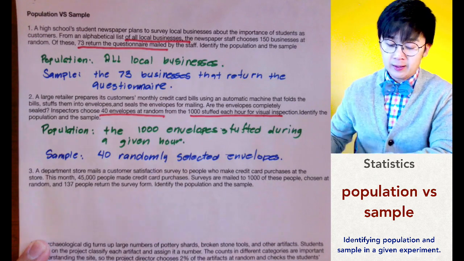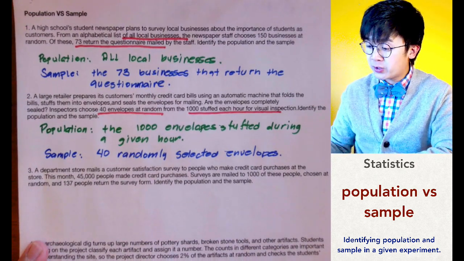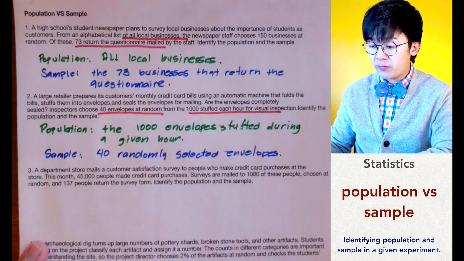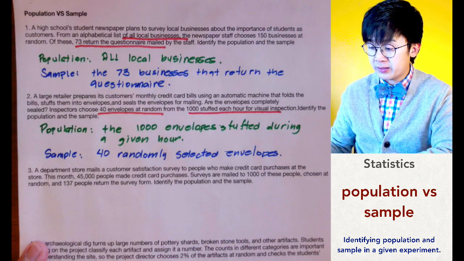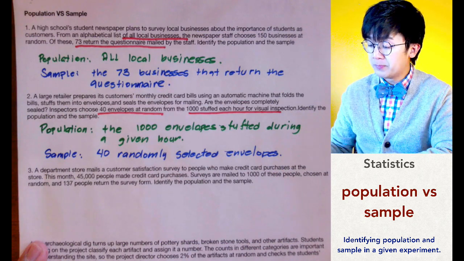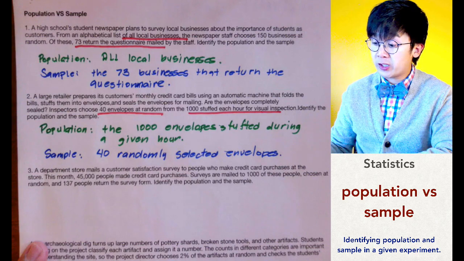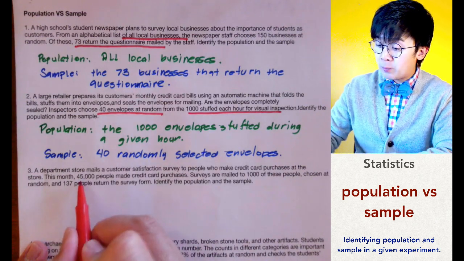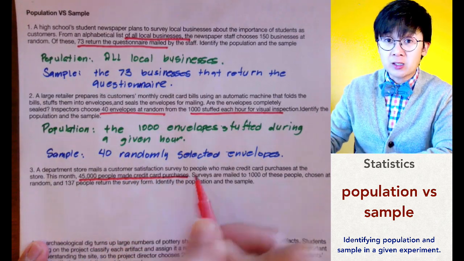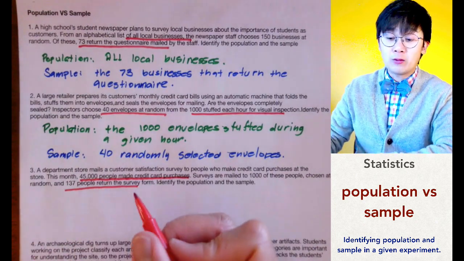And for the next problem, the third one, a department store mails a customer satisfaction survey to people who make credit card purchases at the store. This month, 45,000 people made credit card purchases, and the surveys are mailed to 1,000 of these people, chosen at random. Only 137 of the surveys returned. So in this case, our population is the 45,000 people who made credit card purchases, and our sample would be the 137 that returned.